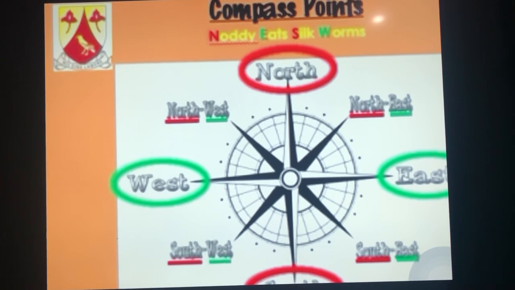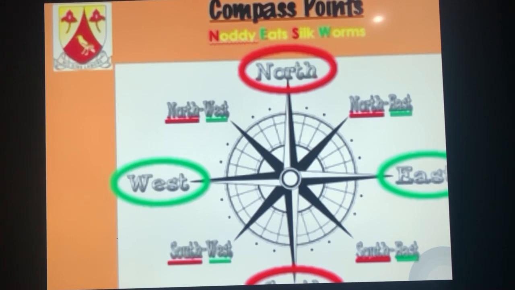And if you forget what they are, and which way around to put them, you can always think of the little sentence, Naughty eats silkworms. So you start with north, and you go around clockwise. You got Naughty for north, eats for east, silk for south, and worms for west. So going around north, east, south, west.